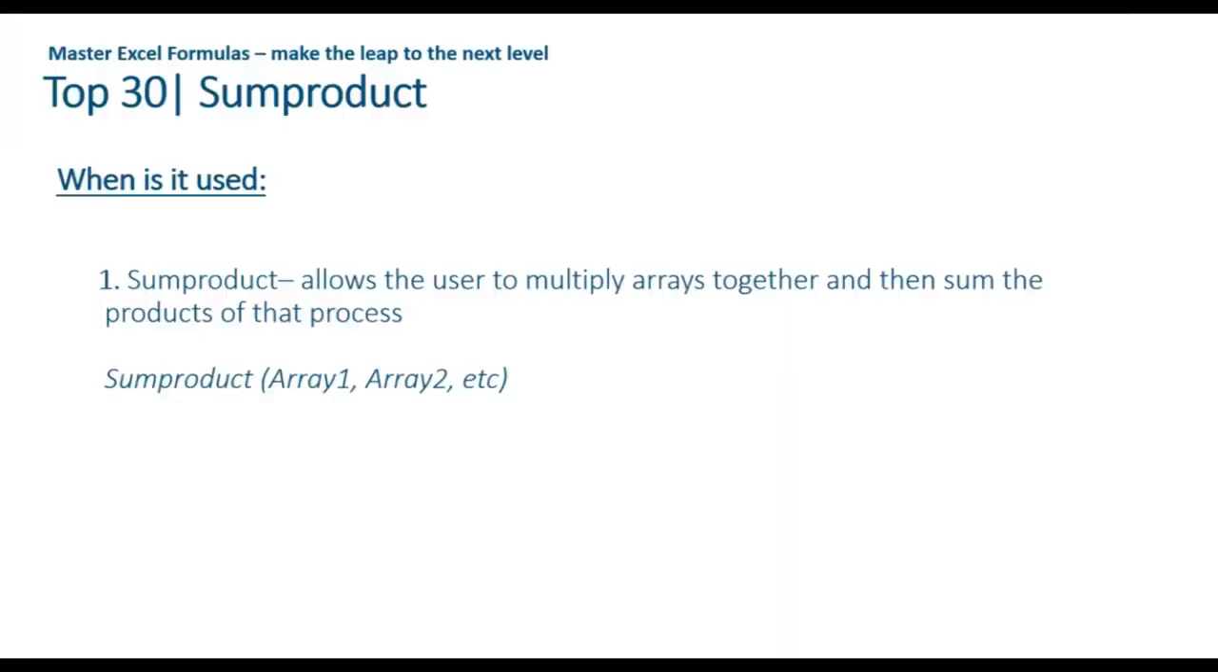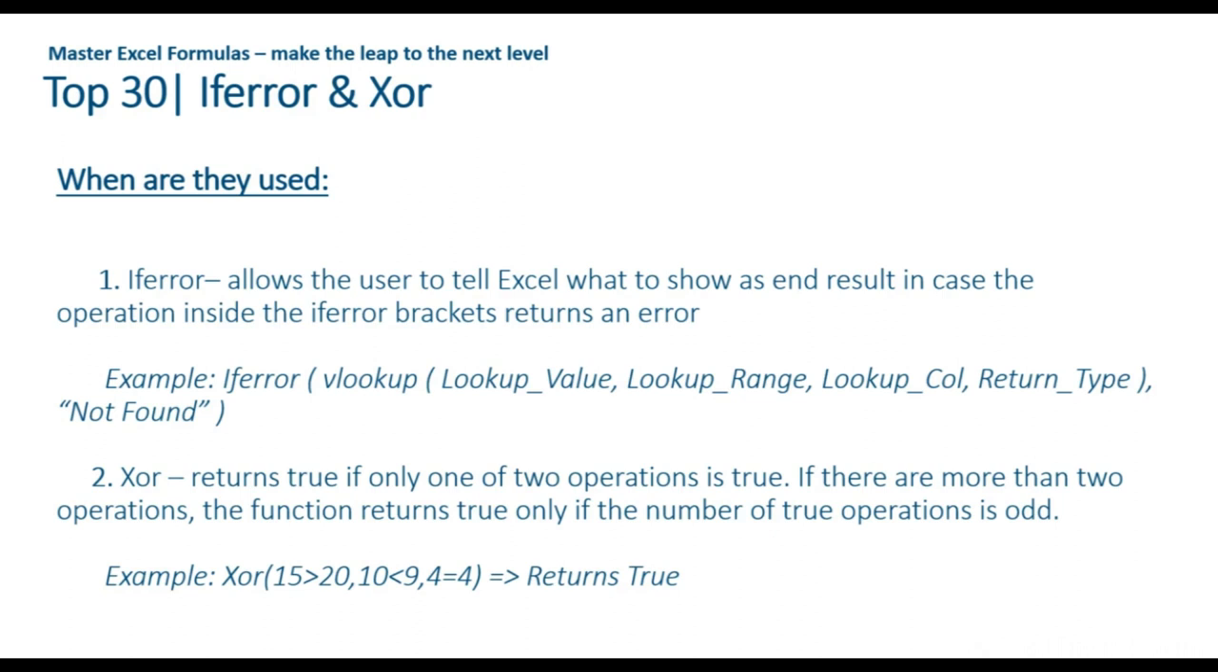Now the next 2 formulas are IFERROR and XOR. IFERROR is probably one of the most used formulas in Excel. What it does is it ensures that there is an alternative outcome in case the operations inside the IFERROR brackets will actually return an error, okay?